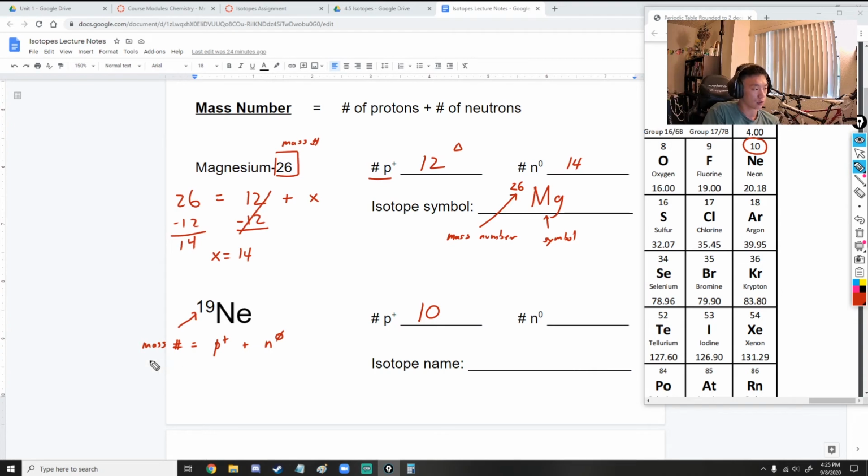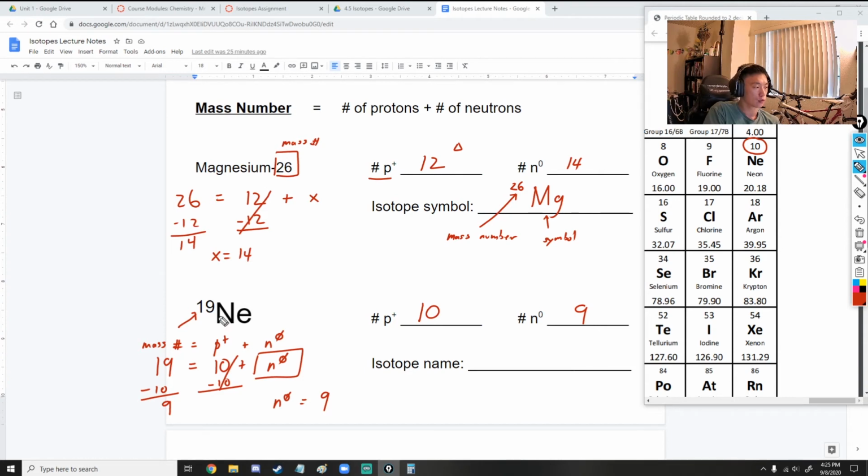Okay, to find that, we need to use this formula right here. So we can plug in two of them so we can find neutrons. So the mass number is 19, so I'm just going to plug in 19 equals, how many protons are there? There's 10 plus neutrons. So to get neutrons by itself, we just need to subtract 10 from both sides. This is going to cancel out, and you'll get 9. So that means how many neutrons are there? There are 9 neutrons.